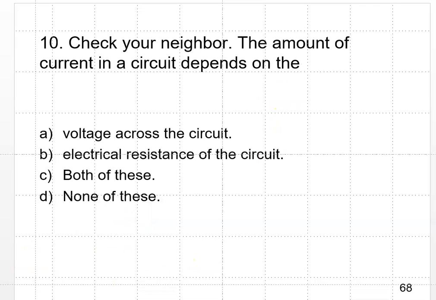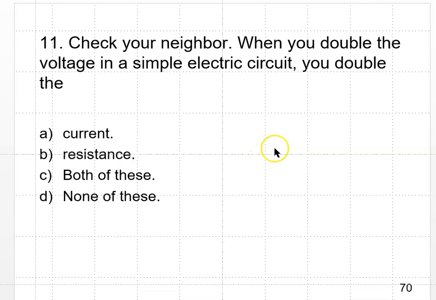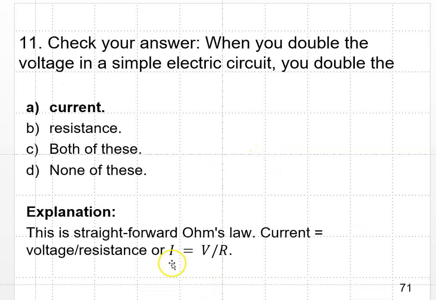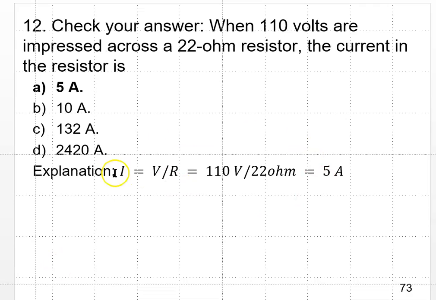The amount of current in a circuit will depend upon both the voltage across the circuit and the resistance of the circuit. When you double the voltage in a simple circuit, you will double the current, and that's according to Ohm's law, I equals V over R. When 110 volts are impressed across a 22 ohm resistor, the current in the resistor is, well, you use Ohm's law, I equals V over R. 110 volts divided by 22 ohms is 5 amps.